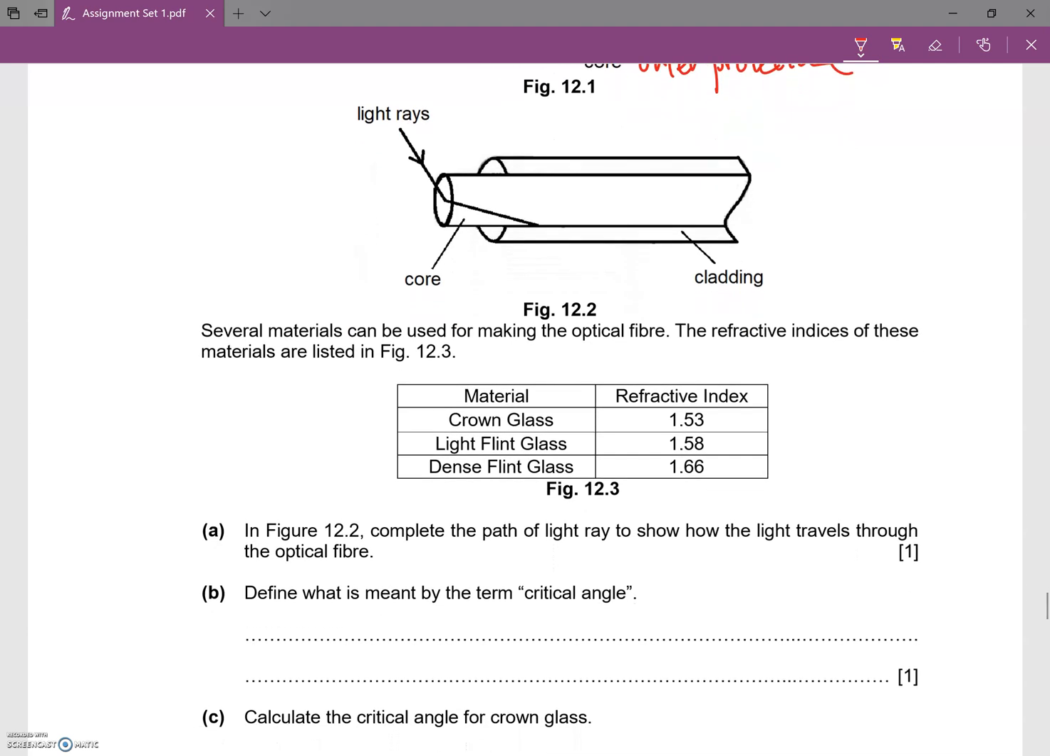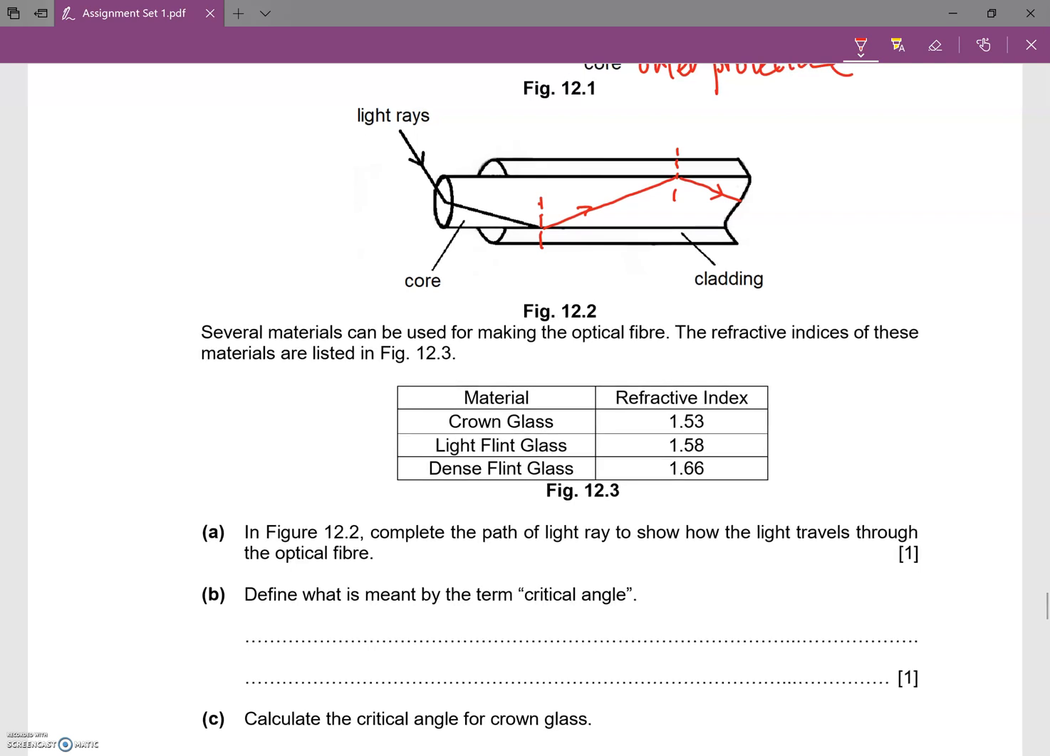Now in figure 12.2 it says complete the path of light ray to show how the light travels through the fiber optic. So for that, this will have total internal reflection. So we need to draw the normal. Let me draw it properly. Let's draw the normal like this. Then to show that the angle of incidence equals the angle of reflection, we'll draw the light ray like this. Then it will strike this surface and bounce off again, and it will carry on. So this is how the light ray will travel through the fiber optic. It will just keep reflecting within it.